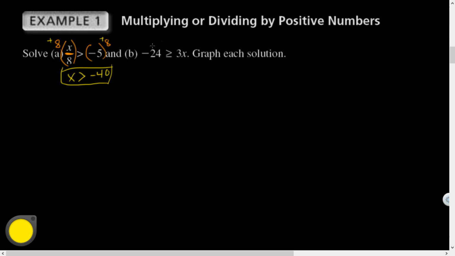Let's look at this one over here. X is being multiplied by 3. The inverse operation of multiplication is division. So divide both sides by 3. I'm dividing by a positive. I understand there's a negative in this fraction over here, but I'm dividing by a positive number. Negative 24 divided by 3 is negative 8. It is greater than or equal to x because these 3's canceled out. Let's flip it. X is less than or equal to negative 8 when I flip it. When I flip the whole thing around, the inequality flips too.